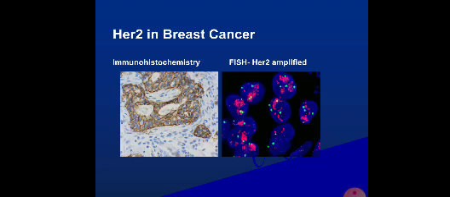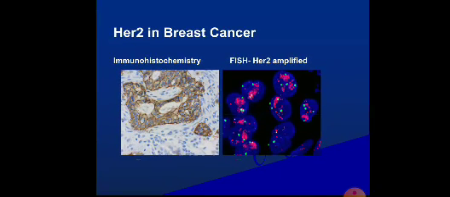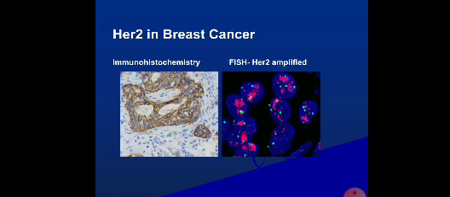This is the immunohistochemistry and the FISH by which we can detect HER2 amplification. Here this is positive for HER2. In this immunohistochemistry you can see the membrane staining, and here we can see FISH showing the HER2 amplification, in green color.